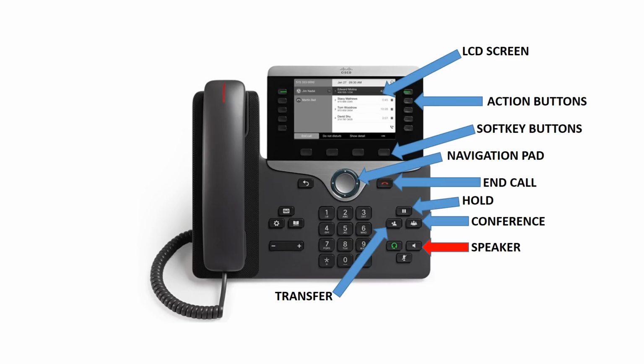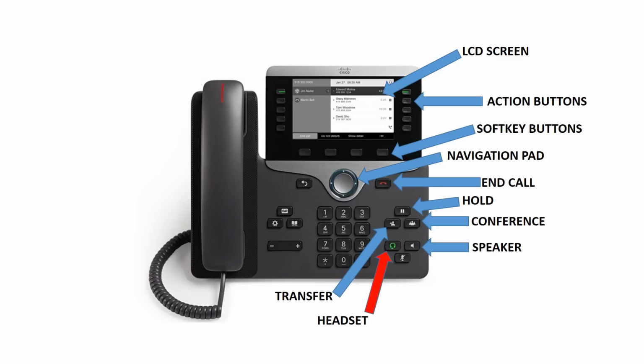The speaker button is marked by a picture of a single speaker. The user can press this button to talk hands-free. The handset would remain on its cradle. When the phone is in speaker mode, there will be a light to indicate this function is being used.